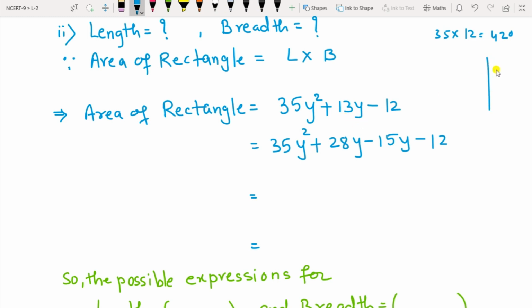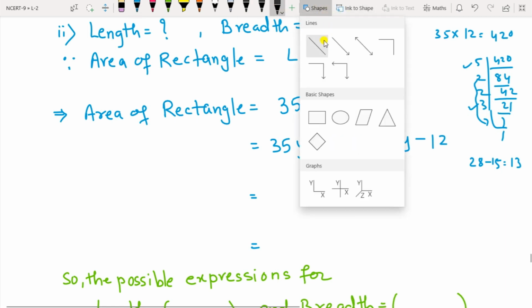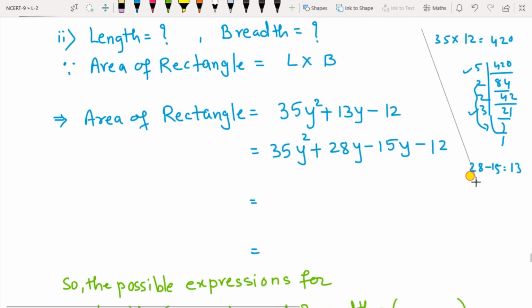So if you do the factors of 420, it is 5 8s are 40, 5 4s are 20, then 2 4s are 8, 2 2s are 4, 3 7s are 21 and 7 1s are 7. Now 7 4s are 28 and 5 3s are 15. So 28 into 15 is 420, and 28 minus 15 is 13, which is the answer, and it is plus 13. So 28 will be plus, the bigger number will be plus and the smaller number will be minus. This way you have to find the factors if you do not know them, to see in which terms you will get this answer.